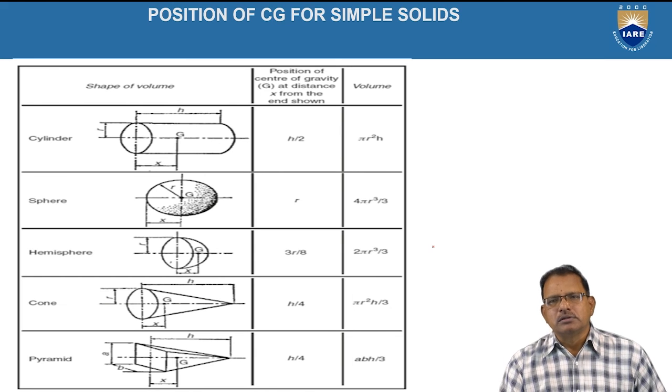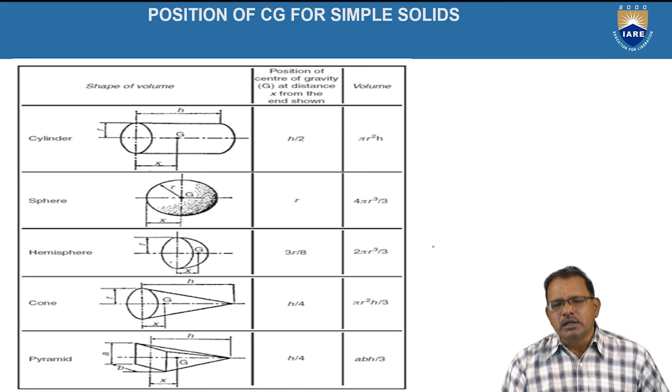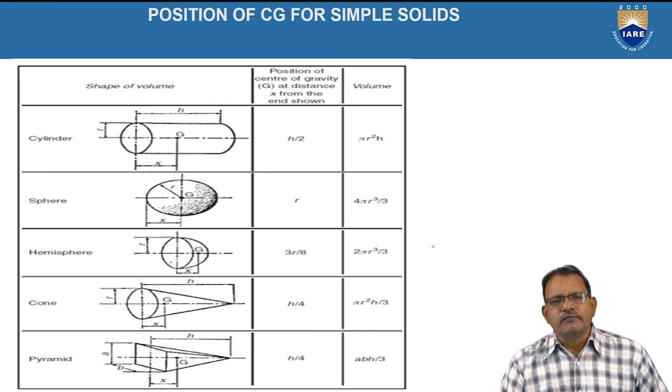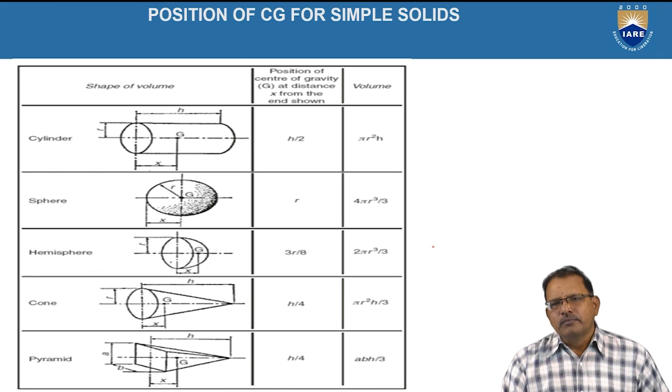Right circular cone. The position of the centroid is given by h by 4, where h stands for the length of the axis of the cone. If r is representing the radius of the base circle, then the volume of the cone is equal to 1 by 3 pi r square h.